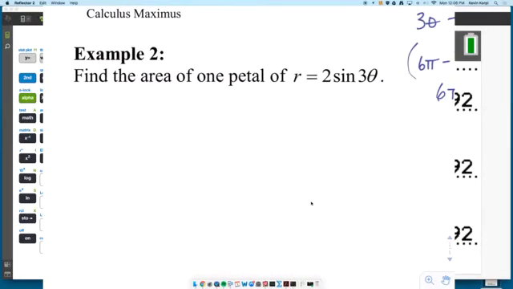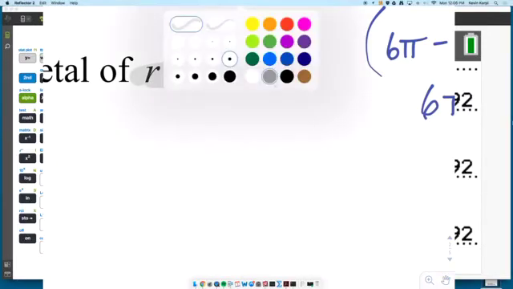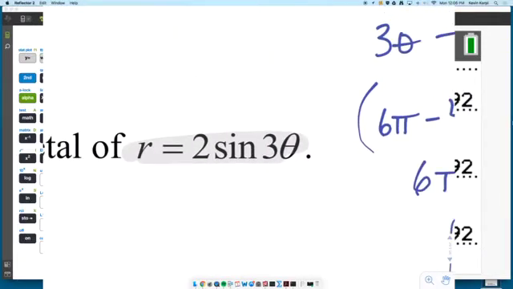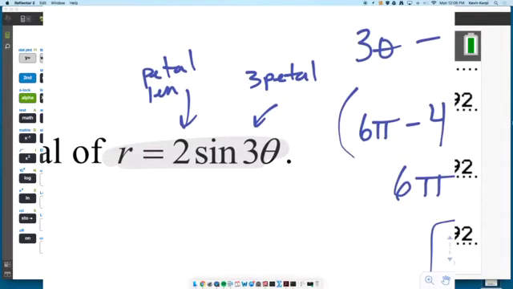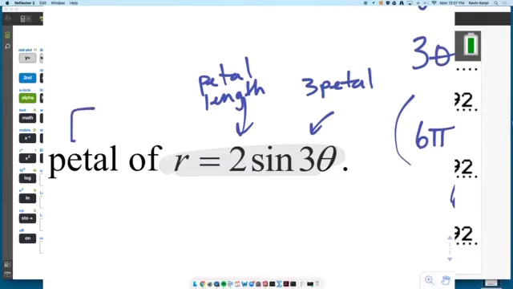Okay, so example 2. We're not always going to be finding the whole area of the entire region. In this case, it says find the area of one petal of r equals 2 sine of 3 theta. So what can you tell me about this function without a calculator? 3 petals. Good. What's the petal length of each of them? Okay, the petal length is 2. And it traces out once from 0 to what? Pi. Good. The odd number of petals, you're going to see that number from 0 to pi.